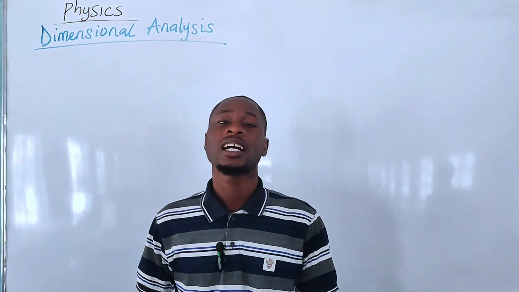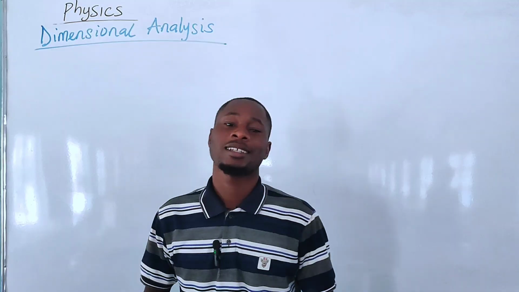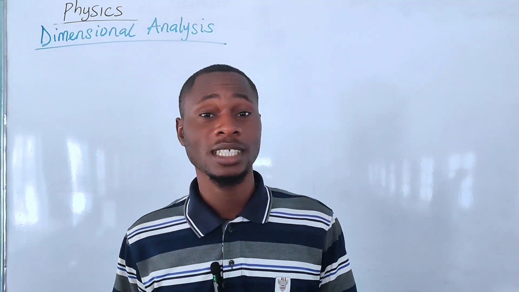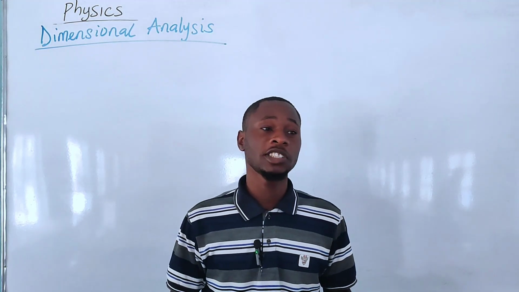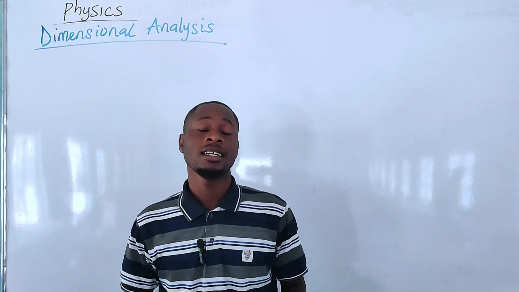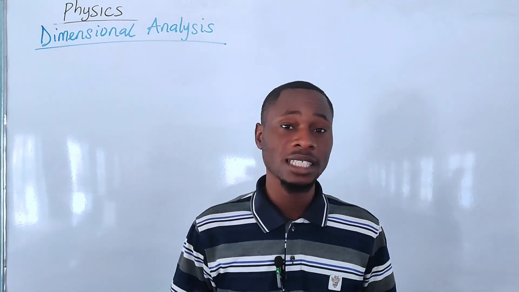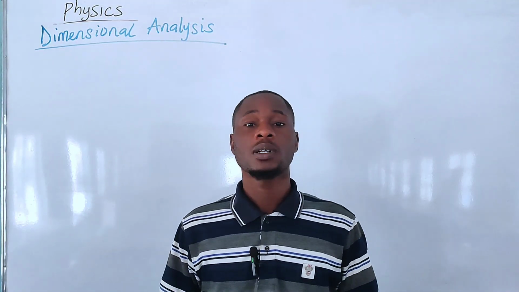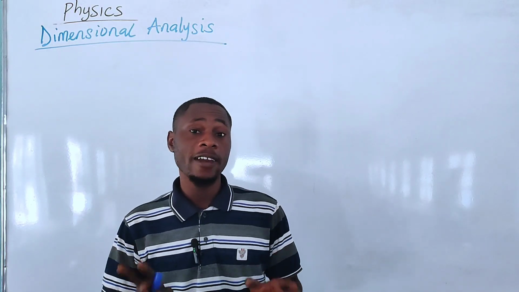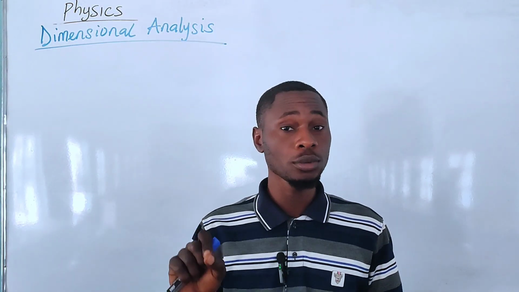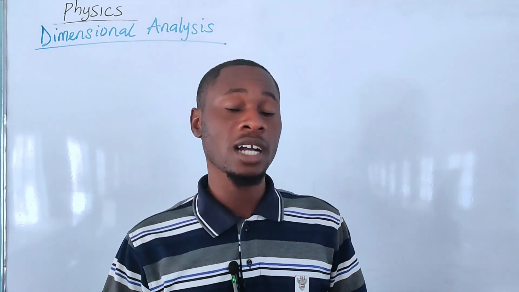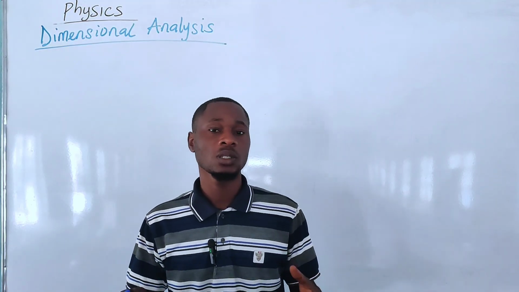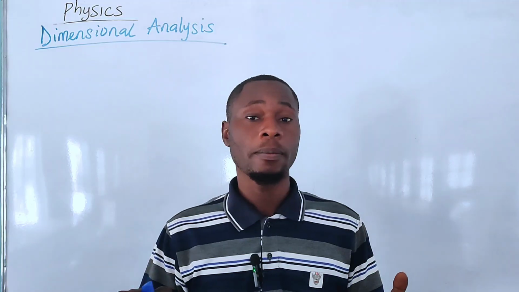Today we will be looking at dimensional analysis. Okay, first of all, what is the dimension of a physical quantity? The dimension of a physical quantity is the representation of that quantity in terms of the fundamental quantities. That is to tell you that every quantity must have its root traced back to the what? The fundamental quantities. So that is what the dimension of a quantity is.